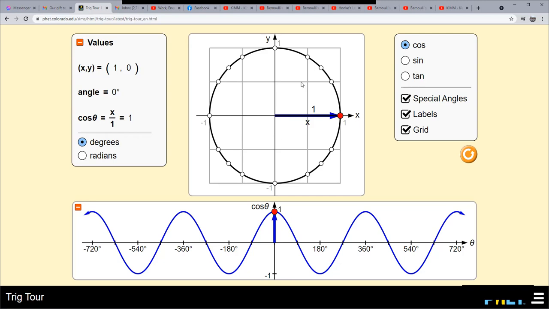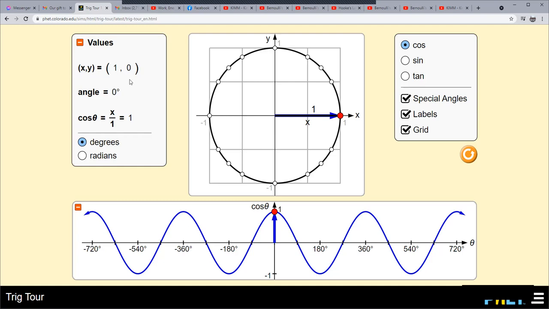Remember, the first quadrant has positive x and y values. The second quadrant has a negative x value and a positive y value. The third quadrant has negative values for both the x and the y. And the fourth quadrant has a positive x value but a negative y value.